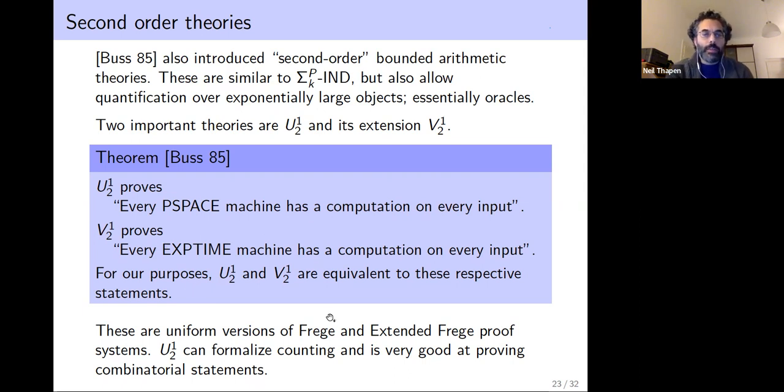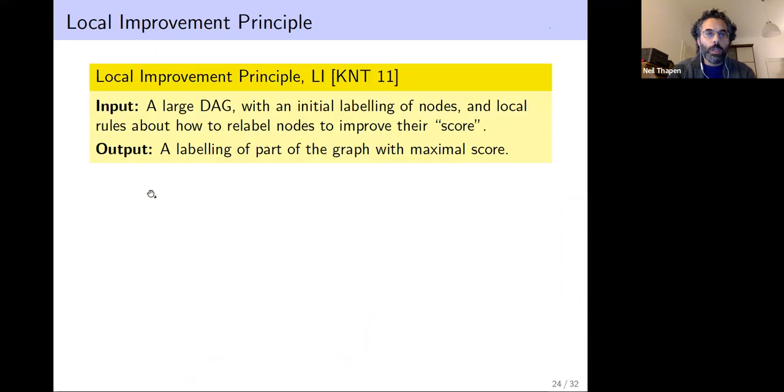And these theories are uniform versions of Frege and extended Frege. I guess Sam is going to talk more about this. And in particular, this U^1_2 is like Frege. It can do counting, and it's good at proving combinatorial statements. So basically, anything you write down, often even if it looks rather hard to prove, you can find a U^1_2 proof of it. And so we can describe some combinatorial principles capturing these.